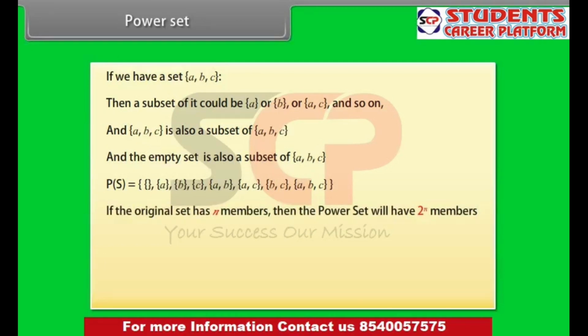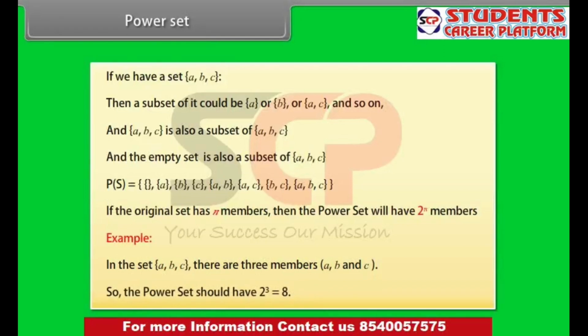If the original set has n members, then the power set will have 2 raised to power n members. Example, in the set ABC, there are 3 members, A, B, and C. So, the power set should have 2 raised to power 3 is equal to 8, which it does.